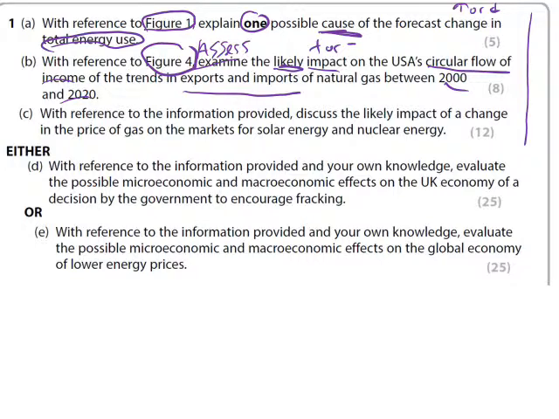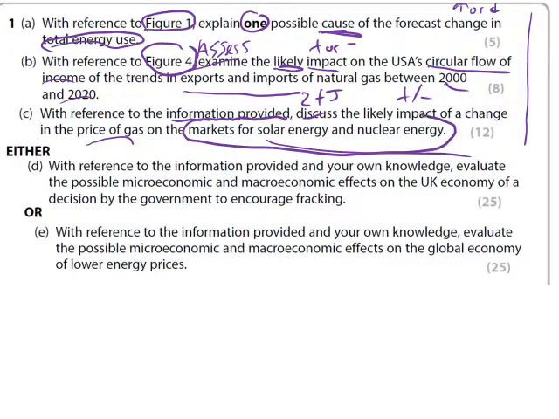Question 3, with reference to the information provided, so it's telling you they want you to use the case study. Discuss, so that's going to be 2 sides plus a judgment. The likely impact, so again if it's 2 sides it'll be a positive or a negative, of a change in the price of gas on the markets for solar energy and nuclear energy. Now because this last part says market, you know that this one is a micro question. Circular flow of income, macro, explain 1 possible cause of the change in total energy use. Probably, and if we look at the data, this is going to be a micro one.